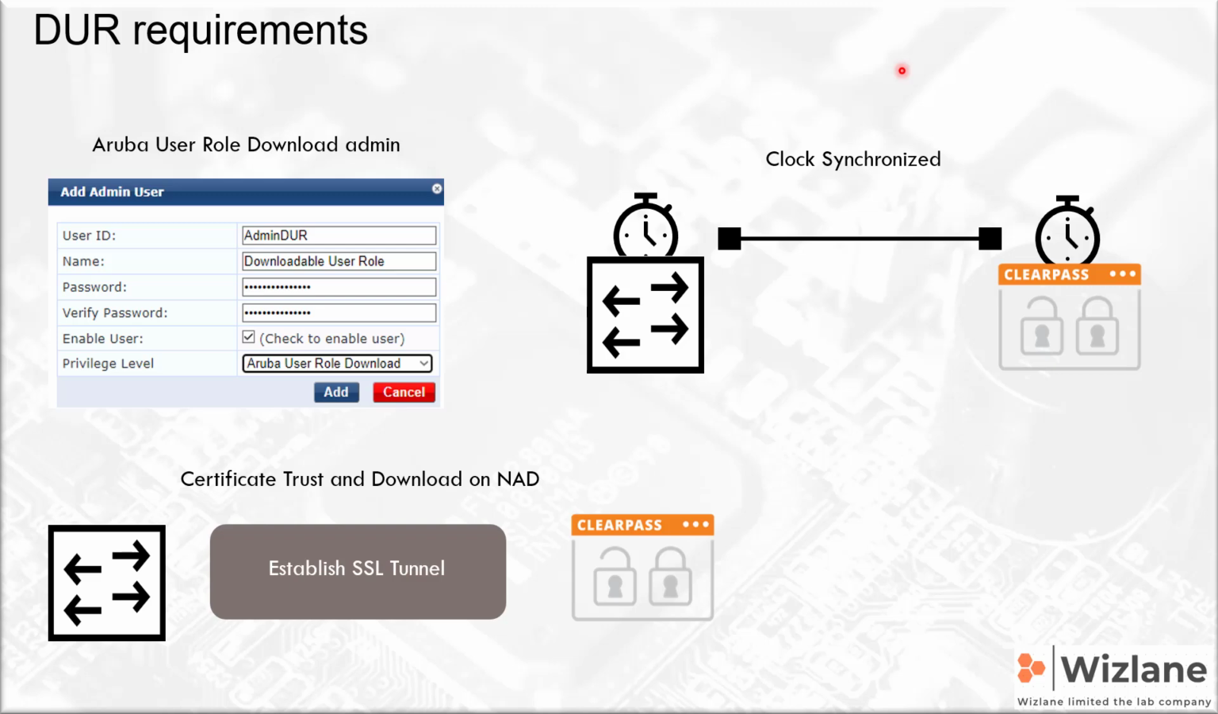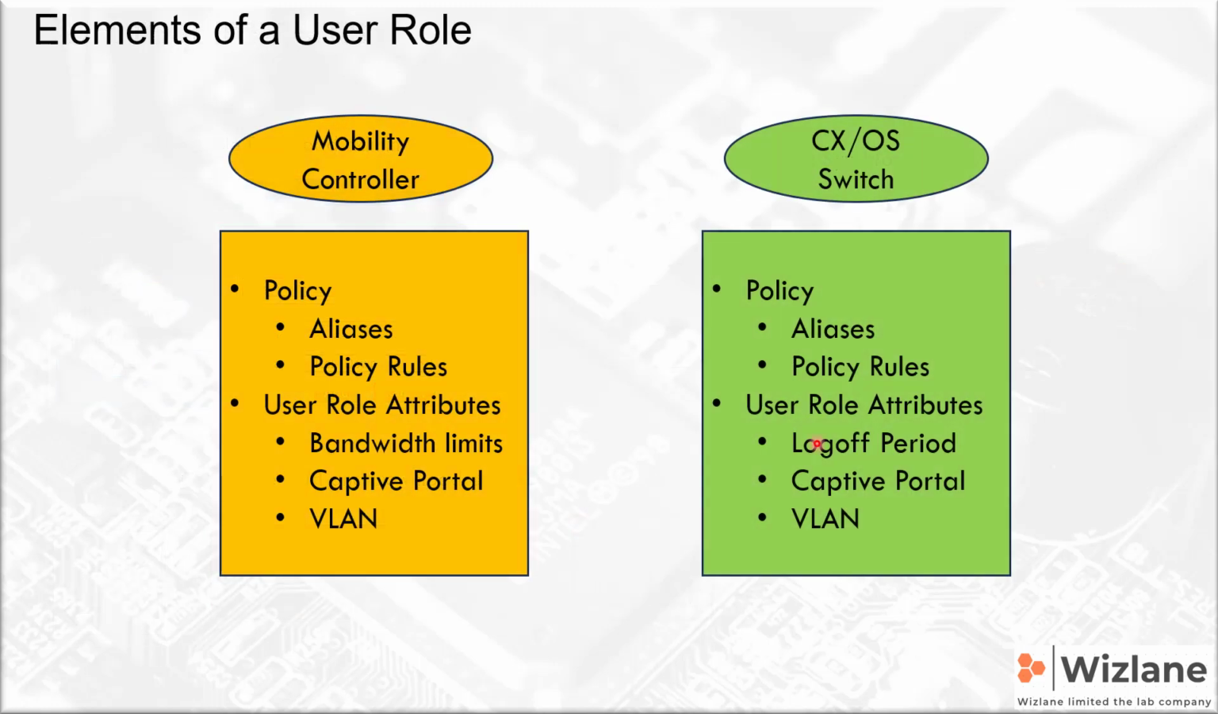Now, ClearPass can send the role, obviously, to a switch. But at the same time, ClearPass can also send roles to a mobility controller. And these might contain some policies, user attributes. Again, these settings can either be defined locally in the local user role. And in the mobility controller, we also have roles, which are firewall roles, mainly speaking. And then they also have some policies and user roles. Now, again, the focus here is the downloadable user role.